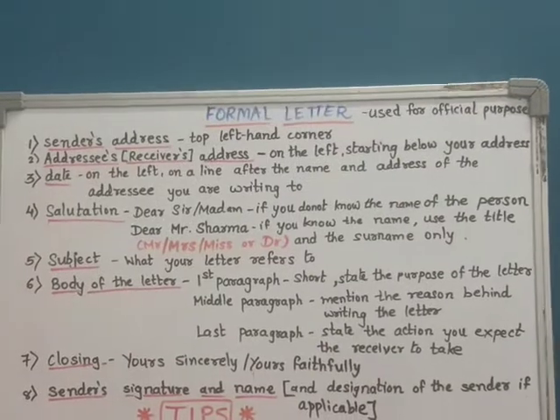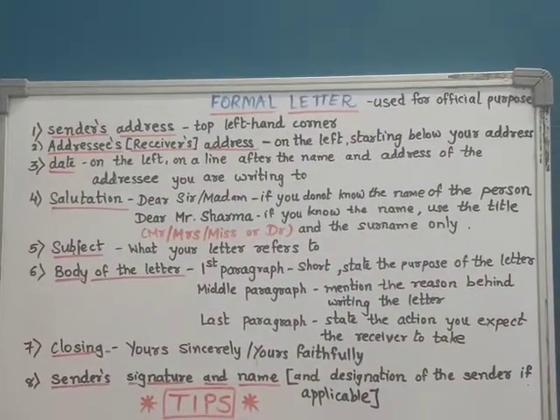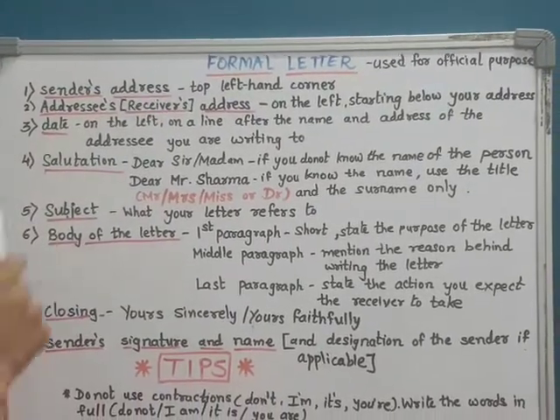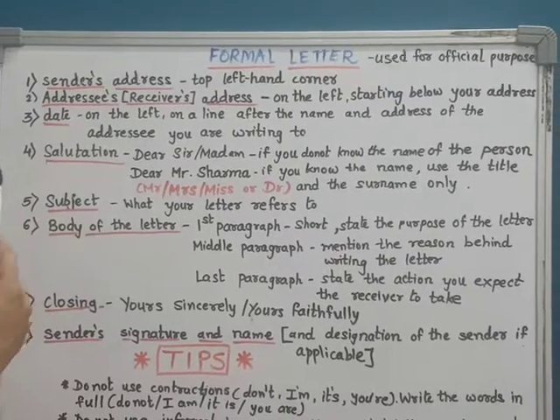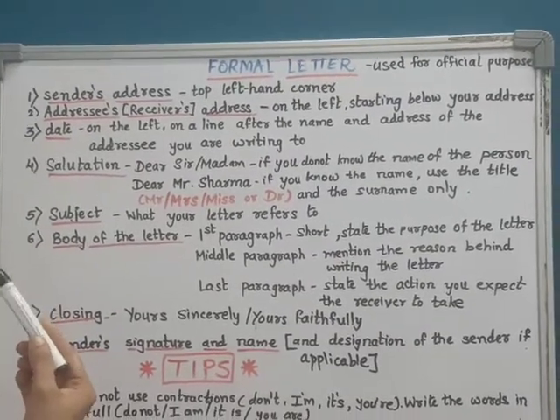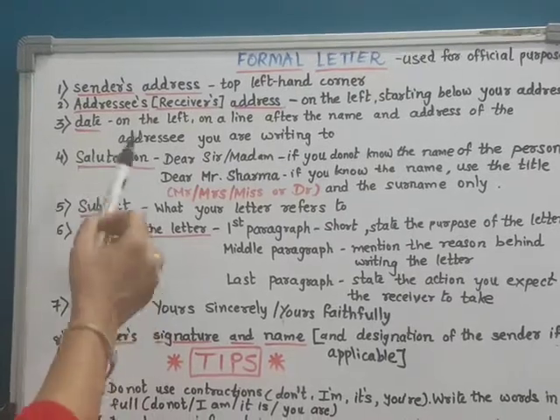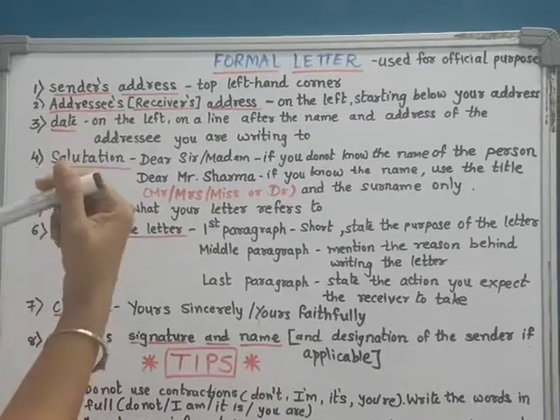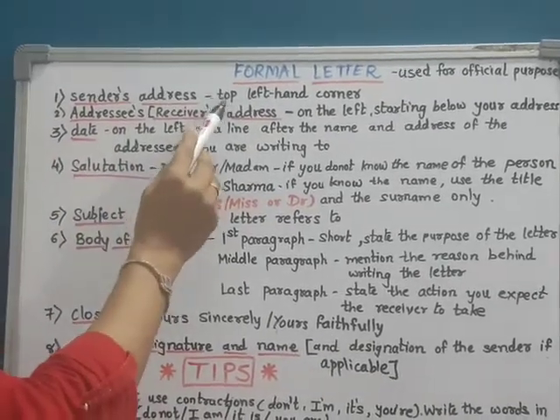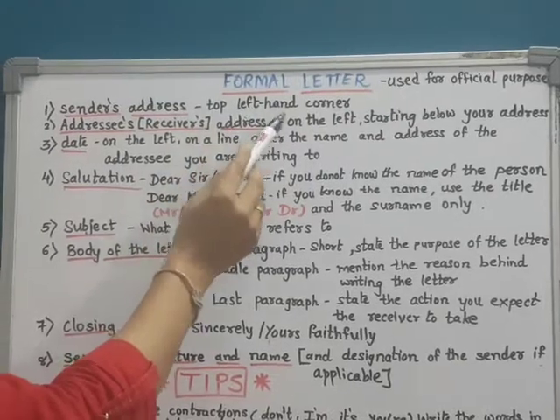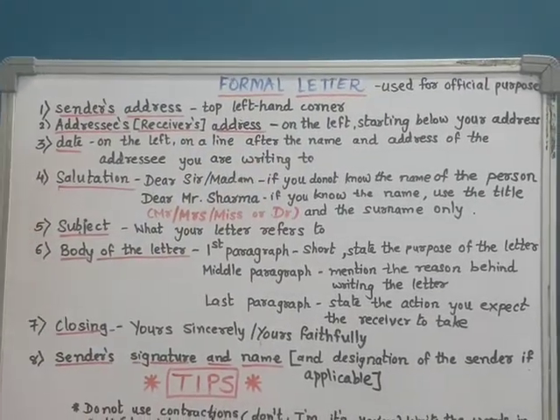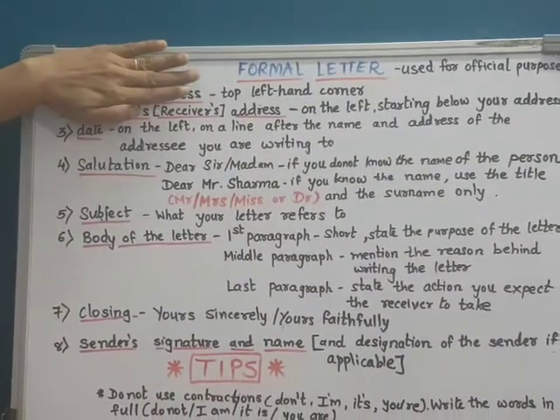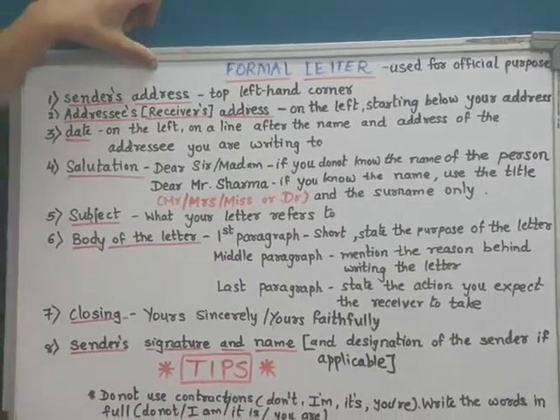When we talk about the format of the formal letter, the very first thing that we mention is the sender's address. Now, what is the meaning of sender's address? If I am writing the letter, then I am the sender. Now, when I write the address of the sender, that is about myself, then I write it on the top left hand corner. This is the left side and this is the right side. So, on the left hand corner, on the top side, we write the sender's address.